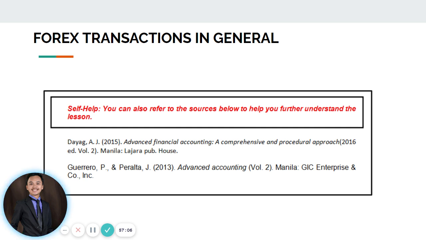And if you still have more time, you can use these references of Dayag and Guerrero for supplemental reading.